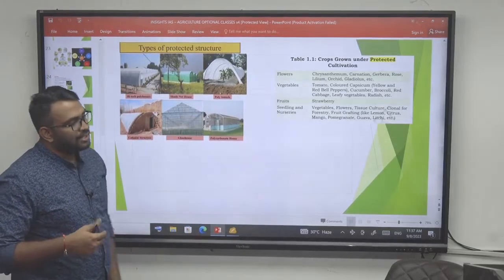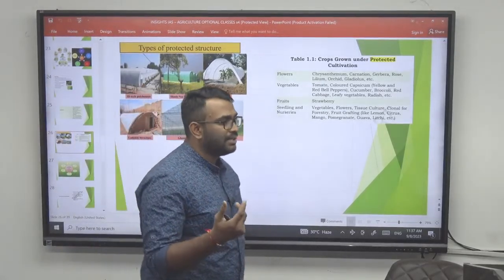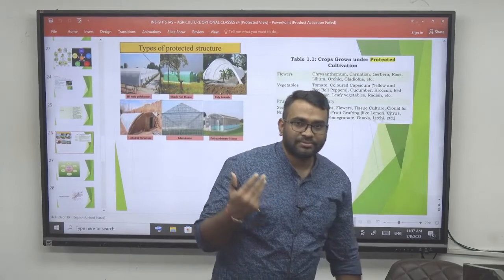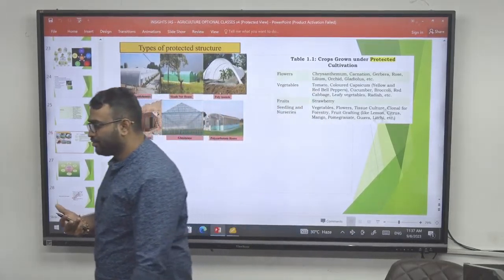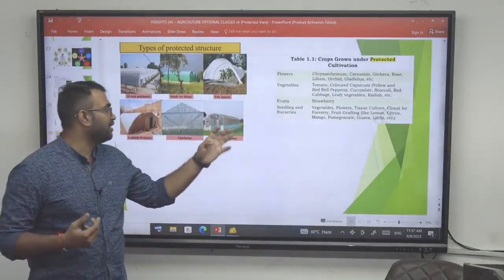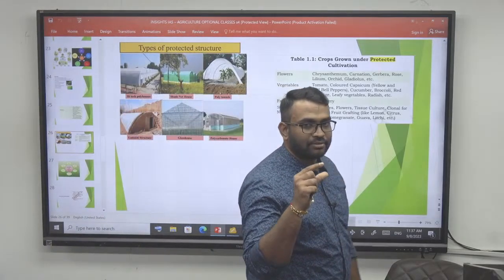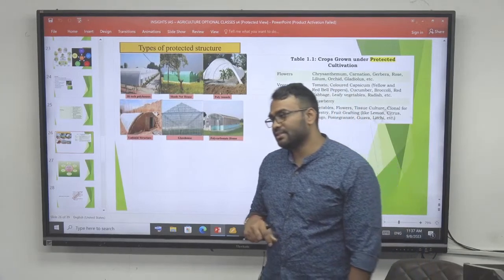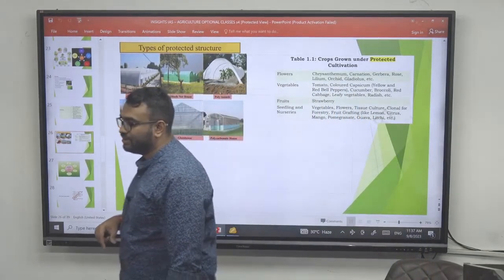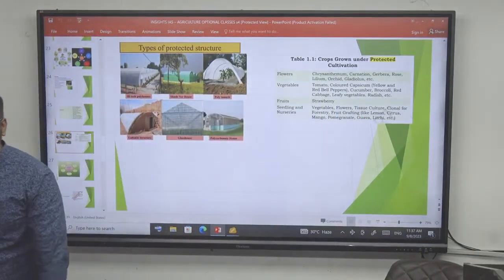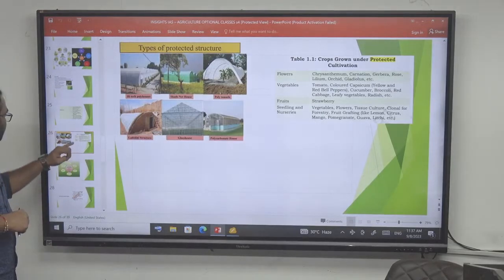So for example, carnation, lily, anthurium, tulips. These are the ones which will usually be grown. And also, if you take vegetables, the cherry tomato, the small one which is used in salads, those sorts of things will be grown in this protected cultivation, right? So that is one of the main theme areas.